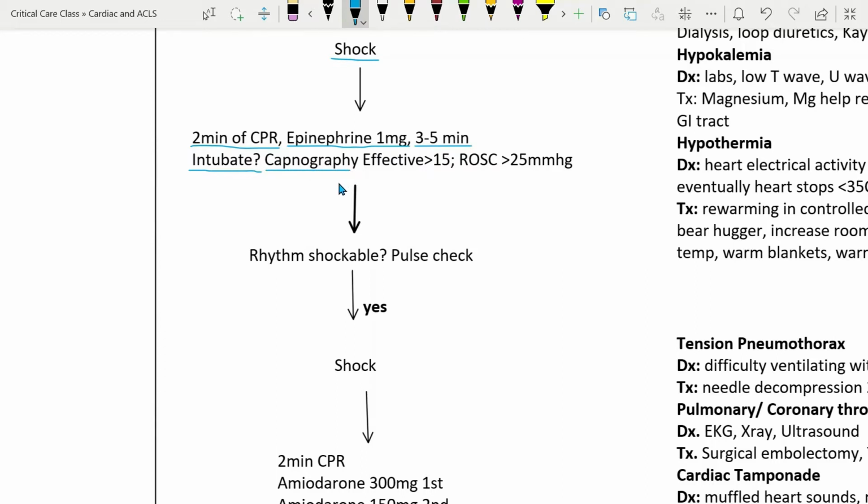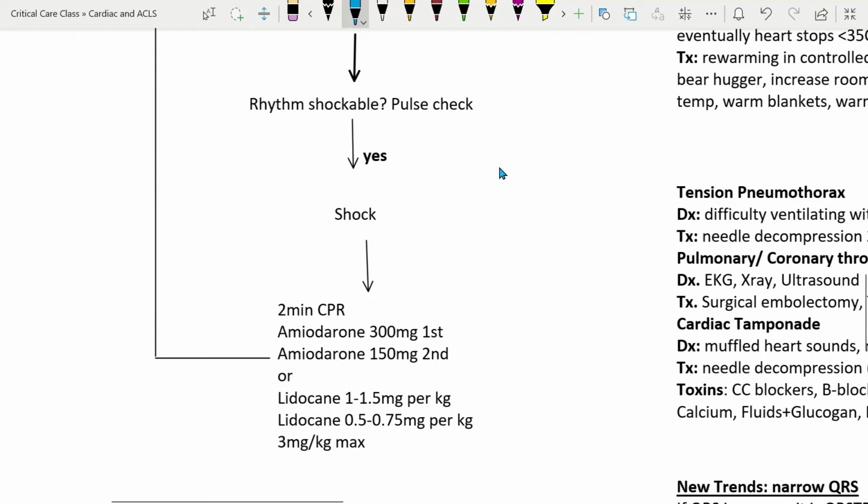Capnography is a very useful tool during the code, where it can provide information on the effectiveness of compressions and return of spontaneous circulation. After 2 minutes of CPR, a pulse and rhythm check is done. If ventricular fibrillation or ventricular tachycardia is still present, a shock is advised.